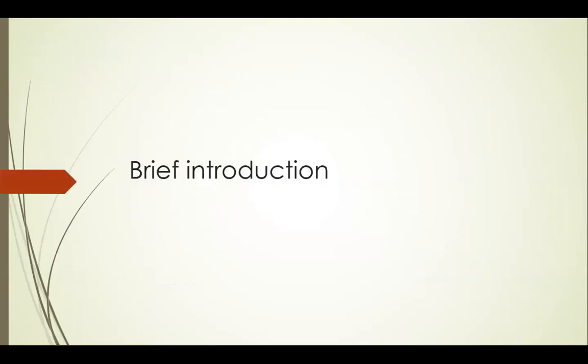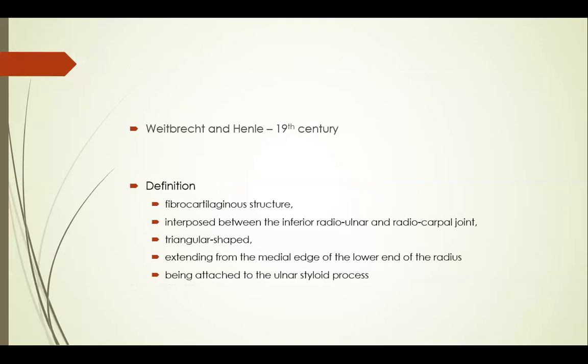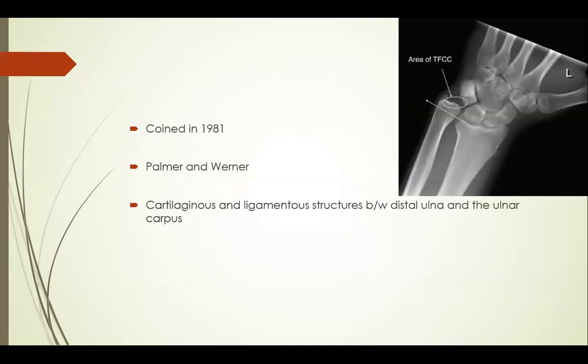Starting off with a brief introduction, Weitbrecht and Henle observed the structure in about the 19th century, and they defined it as a fibrocartilaginous structure interposed between the distal radioulnar and the radiocarpal joint, which is triangular in shape and extending from the medial edge of the lower end of the radius and being attached to the ulnar styloid process.